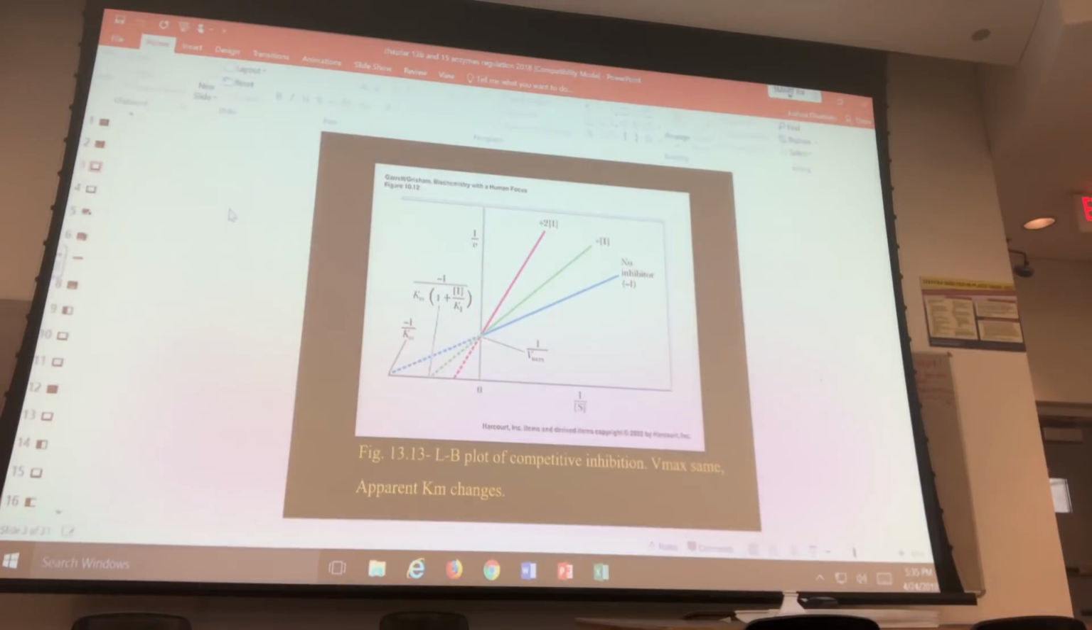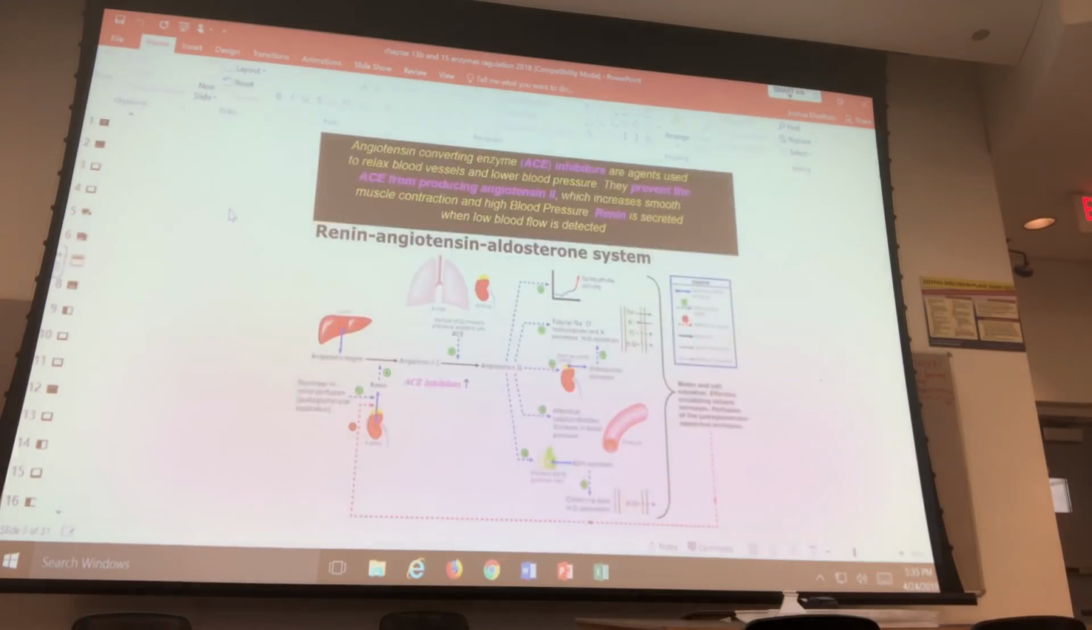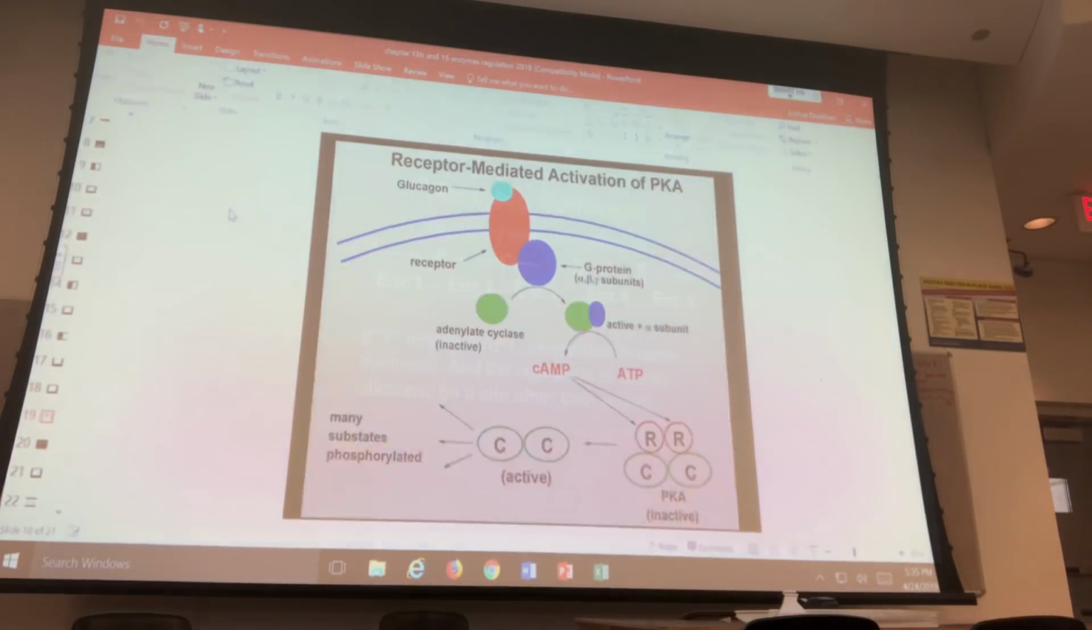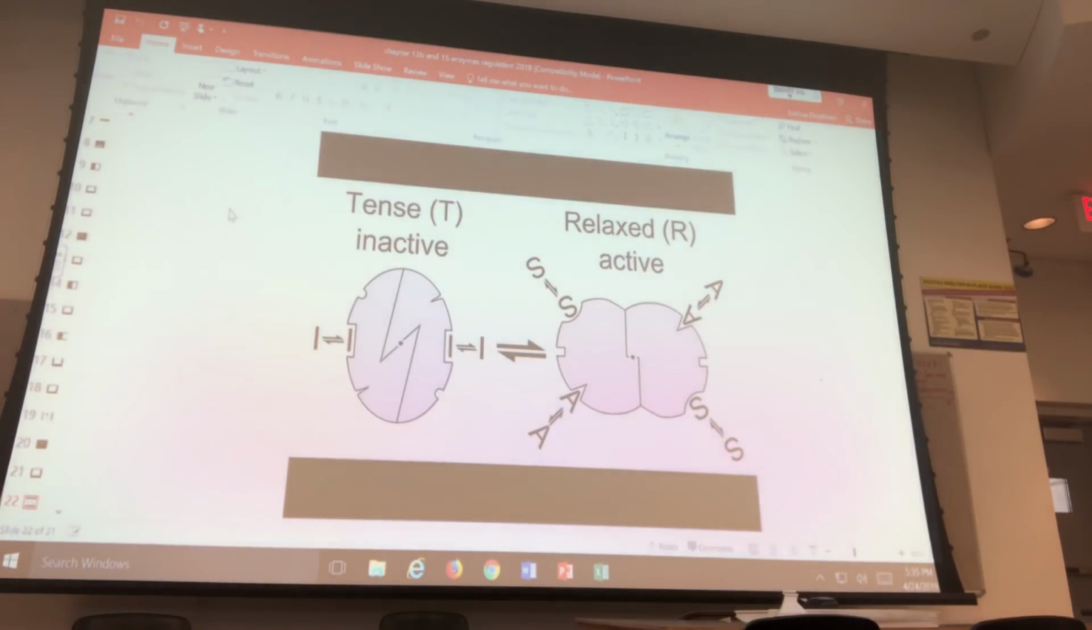The most important topic that you need to study in 13b/15 is allosteric enzymes, so let me go down to allosteric enzymes. These are different than the enzymes talked about in 13a. The enzymes talked about in 13a are what are called Michaelis-Menten enzymes. They operate via Michaelis-Menten kinetics.